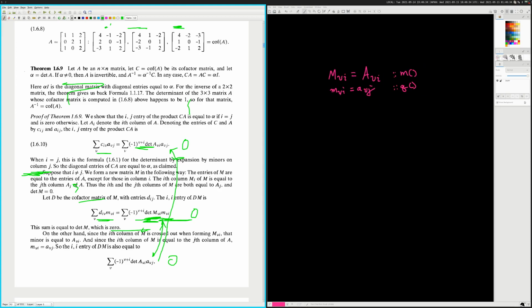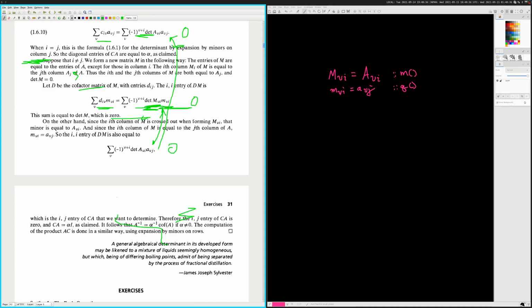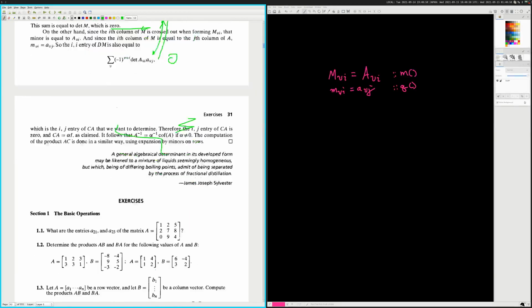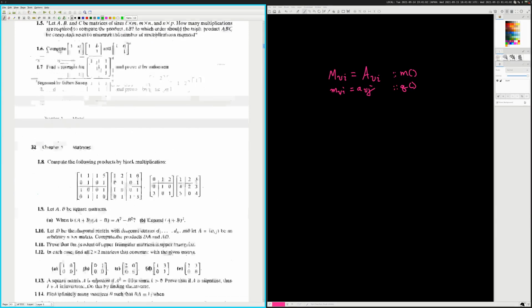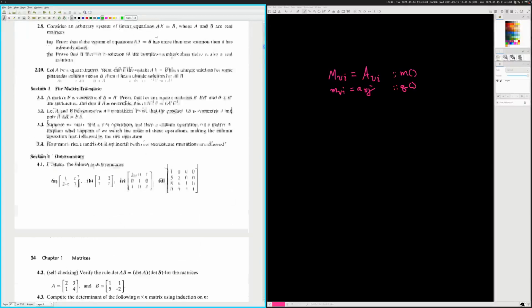Anyway, what's this, a quote at the end: "A general algebraical determinant in its developed form may be likened to a mixture of liquids seemingly homogeneous, but which, being of differing boiling points, admit of being separated by the process of fractional distillation." James Joseph Sylvester. All right. Wow.